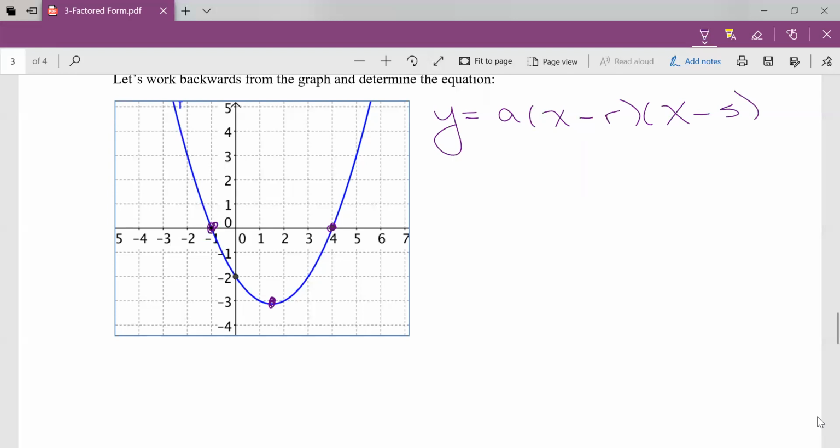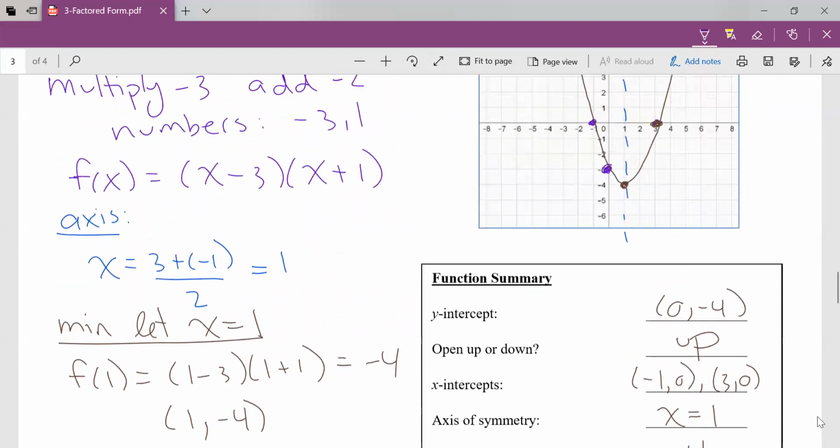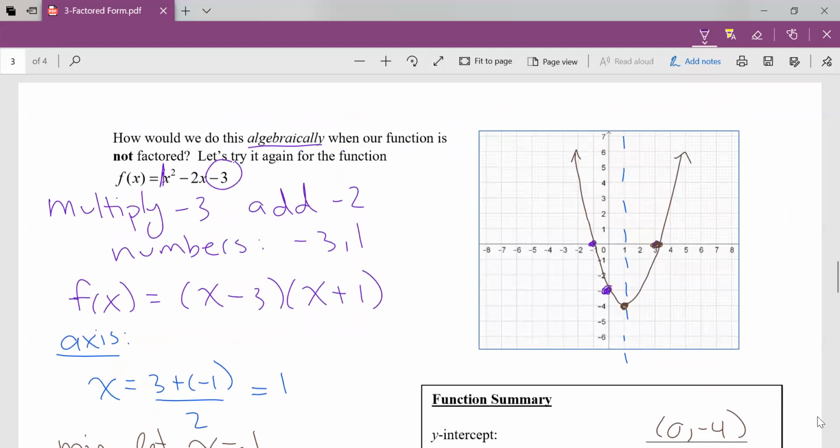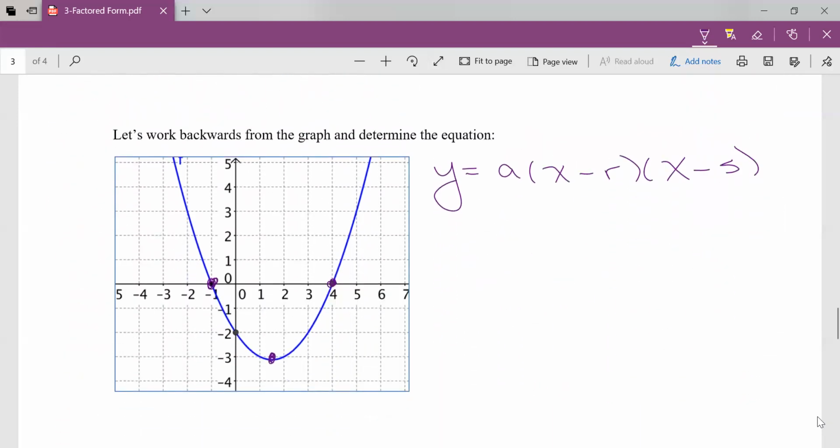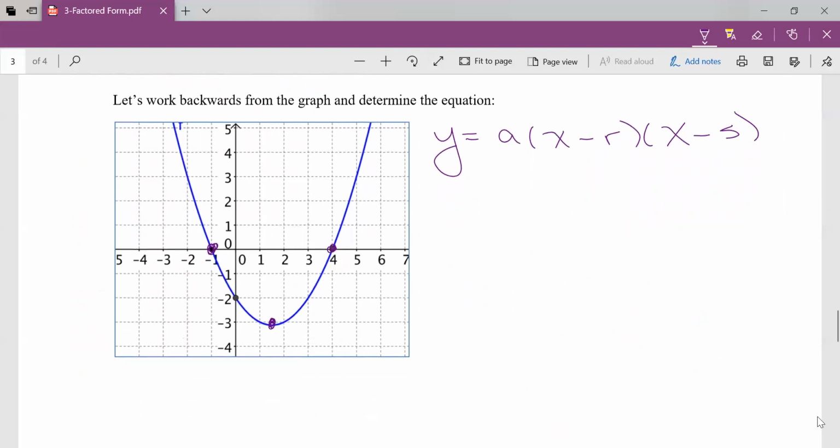Now, I'm introducing something here. You see that a right there? That's that lead coefficient. Now, in the last couple of examples, that lead coefficient was 1. See that right there? It was 1. And in the example before, it was 1. But it's not always 1. So that's why we put that a there.